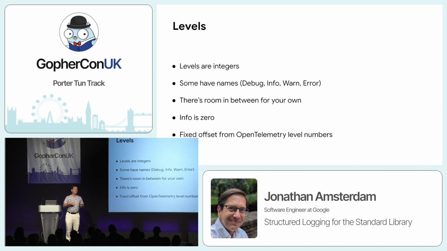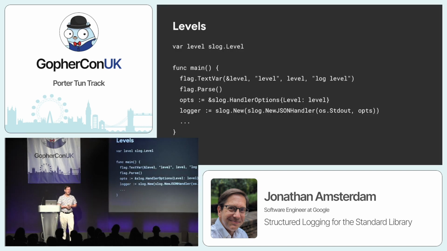And what we ended up with is a fixed offset from the OpenTelemetry logging spec for levels. Their info is not 0, so we shifted it down so it's 0, but otherwise it matches that spec. You can use a level as a flag and then set it into a handler, one of the built-in handlers, using this options thing. And now that handler will only output log lines that are at that level or higher. So if you set that level to info, you won't see any debug logs, which is the default.